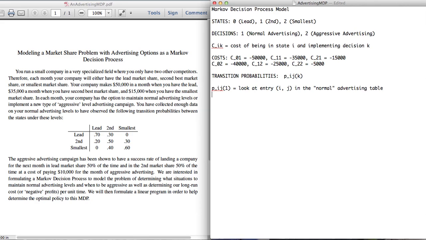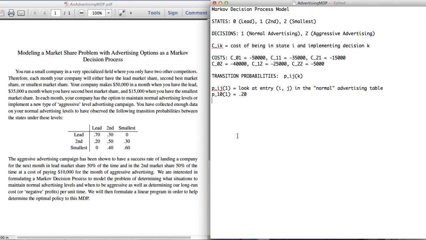As an example, if we want to look at the probability of transitioning from state 1, the second market share, to state 0, the lead market share, under decision 1, this is going to equal 0.20, because in the combination where i is equal to 1 and j is equal to the lead market share, we have a 20% chance when we implement decision 1. I'm not going to list all of these out. It's really just pulling in from this table.